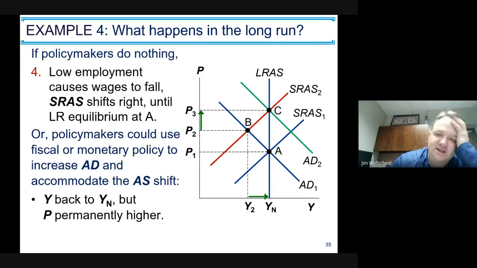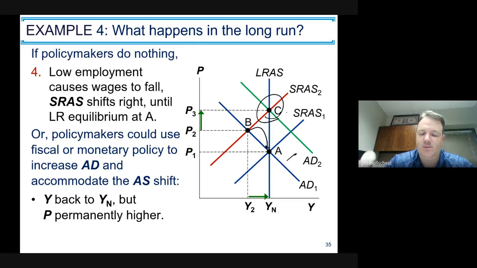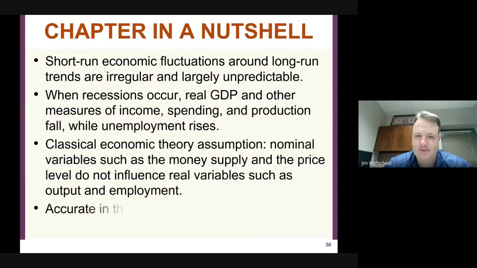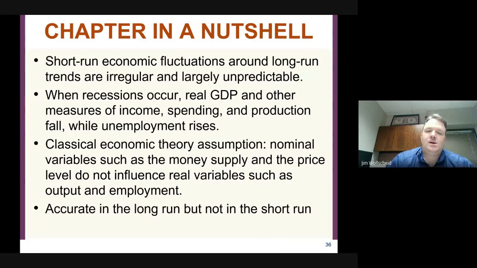So if we do nothing in the long run, we're going to move from point B back to point A. We'll get there. It just takes a long time. However, we could also try government intervention, and that moves us to a new point with a lot more inflation. So this kind of gives you the chapter in a nutshell very quickly. That's kind of where we're at there.